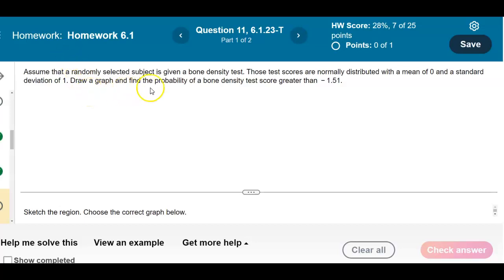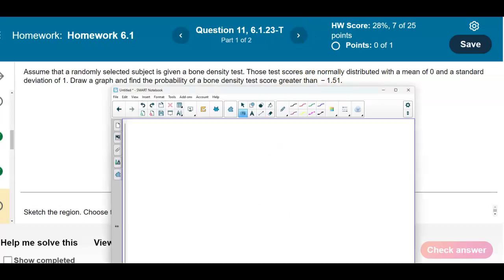Assume that a randomly selected subject is given a bone density test. Those test scores are normally distributed with a mean of 0 and a standard deviation of 1. We want to draw a graph and find the probability of a bone density test score which is greater than negative 1.51.